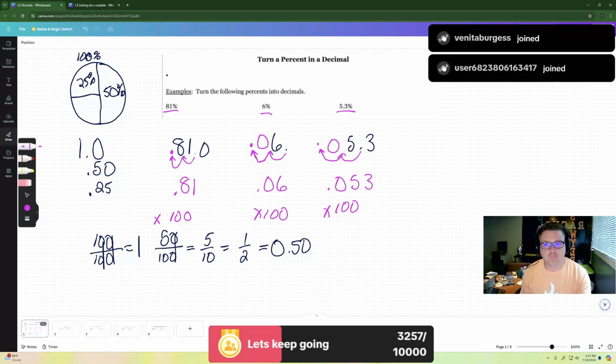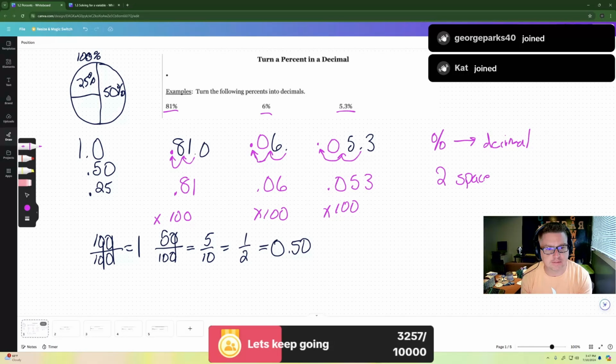So when we're converting, whether it's a percentage to a decimal or a decimal to a percentage, let's talk about that. Percentage to a decimal, we want to go 2 spaces, and we're going to go left.